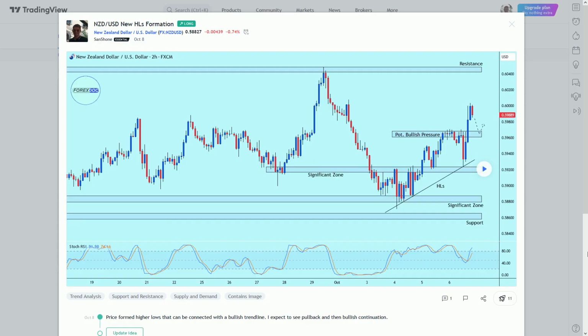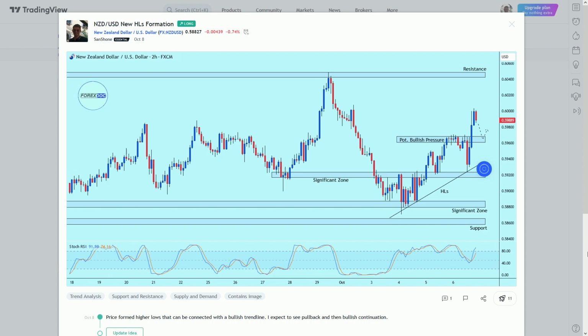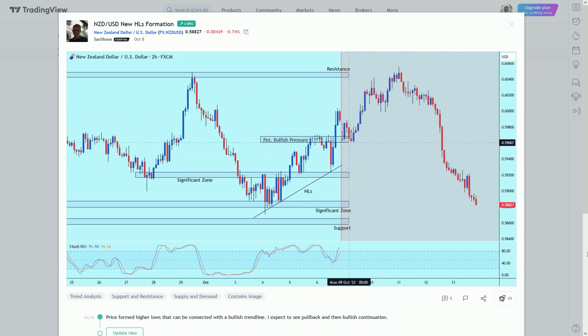Next we can see this New Zealand dollar US dollar analysis, where I said that I expect to see a pullback and then bullish continuation. As you can see, this is exactly what happened. Price formed a bearish pullback to test this previous high and also this zone that I marked as a potential bullish pressure, and price formed this massive move up to test our resistance zone.